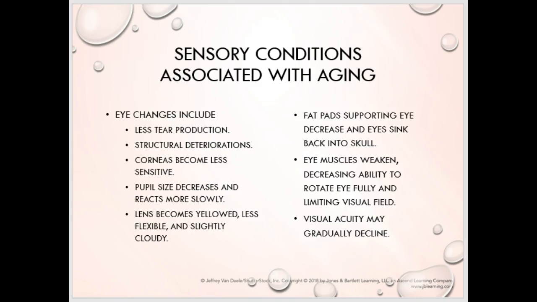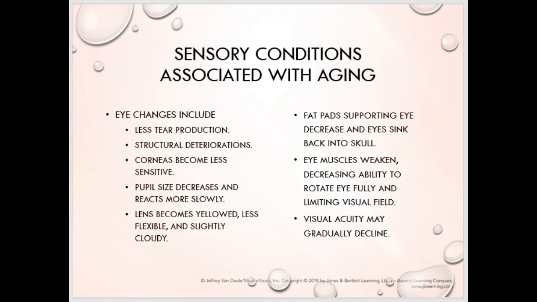Here's a list of eye changes. I think most of this you know already. Tear production, structural deteriorations, corneas become less sensitive, pupil response is slower, the lens will become cloudy and yellow, fat pads that support the eye. There's a little fat pad behind the eye because the eye obviously is kind of a jelly structure, if you've ever done that cow dissection, and there's actually a fat pad right behind it to support it in the bony skull.